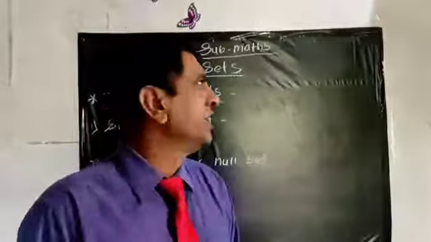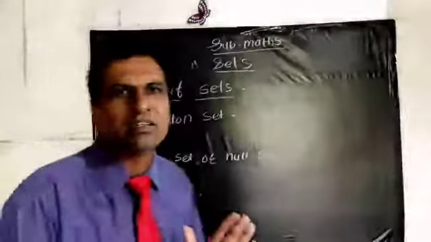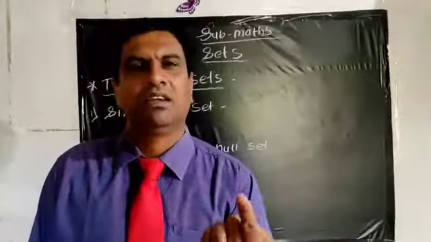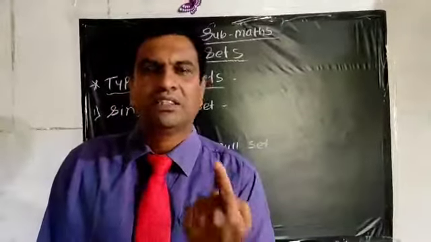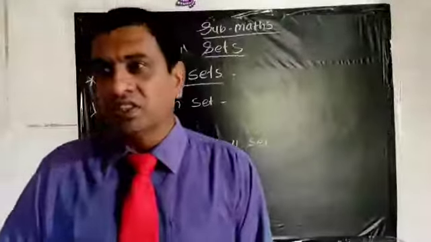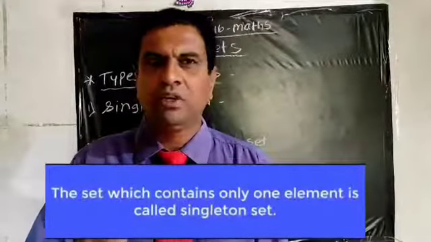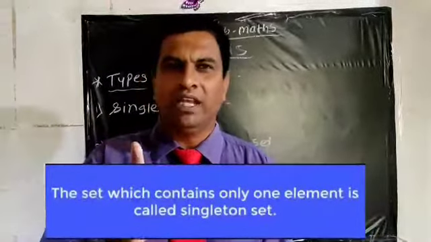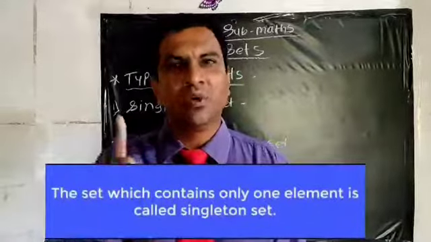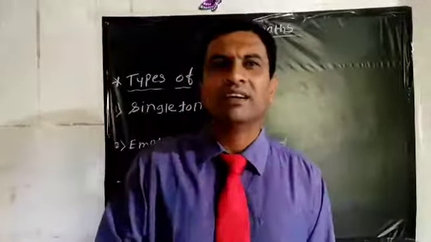In types of sets, the first type is the singleton set. Like the name, singleton set means there is a single element in the set. The set which contains only one element is called a singleton set.